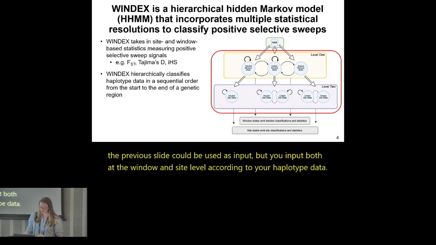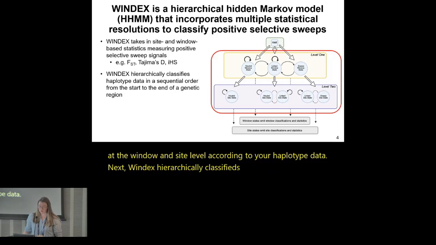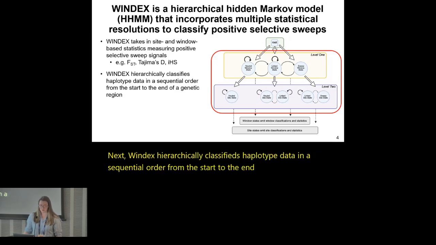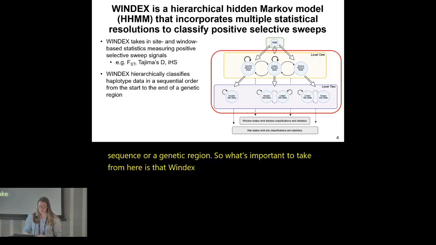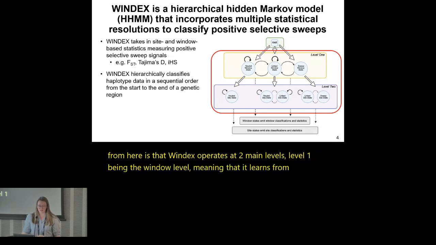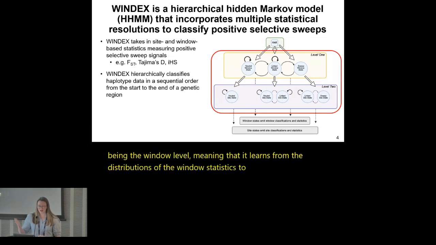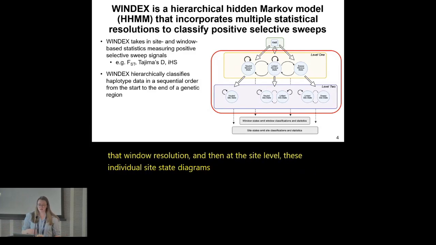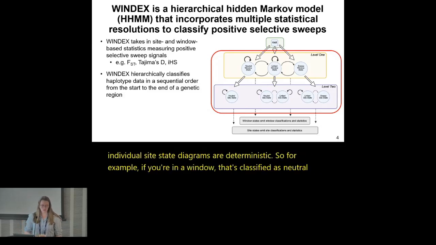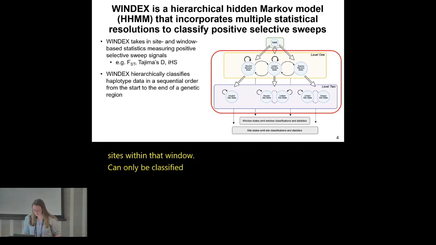Next, WINDEX hierarchically classifies haplotype data in a sequential order from the start to the end of a genetic sequence or a genetic region. So what's important to take from here is that WINDEX operates at two main levels, level one being the window level, meaning that it learns from the distributions of the window statistics to classify the data at that window resolution. And then at the site level, these individual site state diagrams are deterministic. So for example, if you're in a window that's classified as neutral, the sites within that window can only be classified as neutral site states.